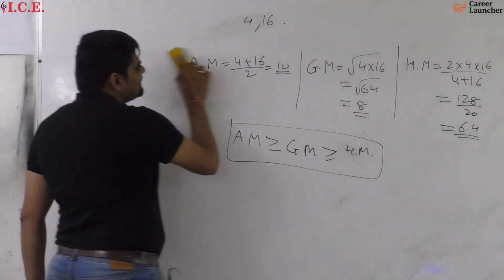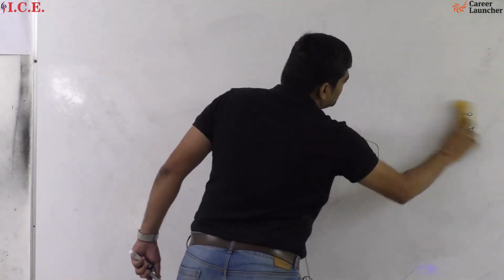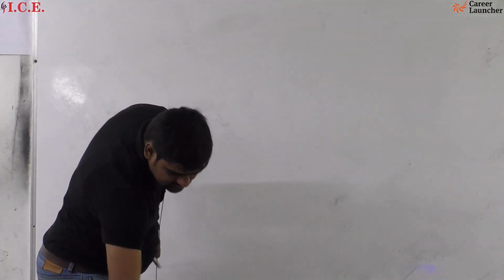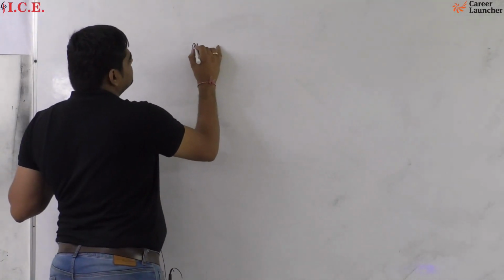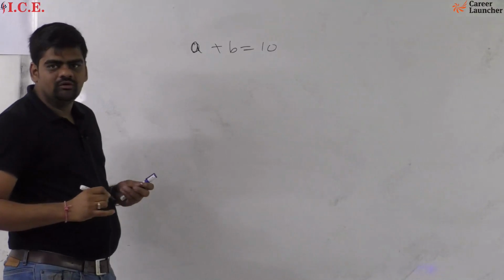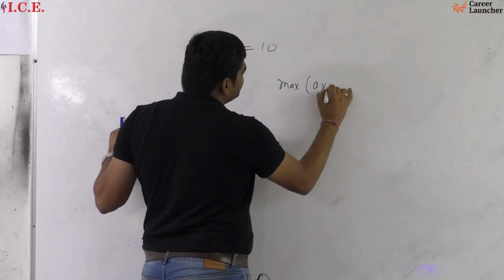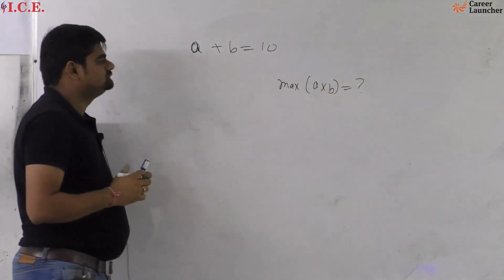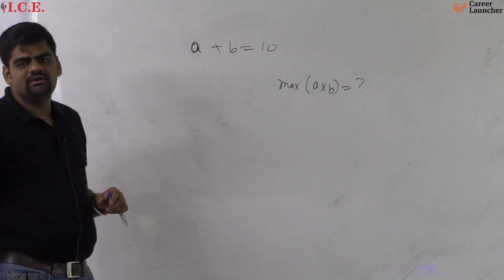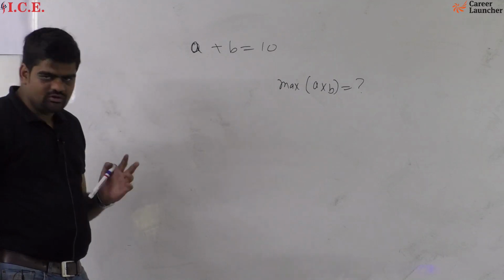Okay, one important aspect before we wind up the session today. For example, let's say a plus b equals 10. What is the maximum value of a into b I can get? And a and b are positive integers, or natural numbers. You know what natural numbers are, right?